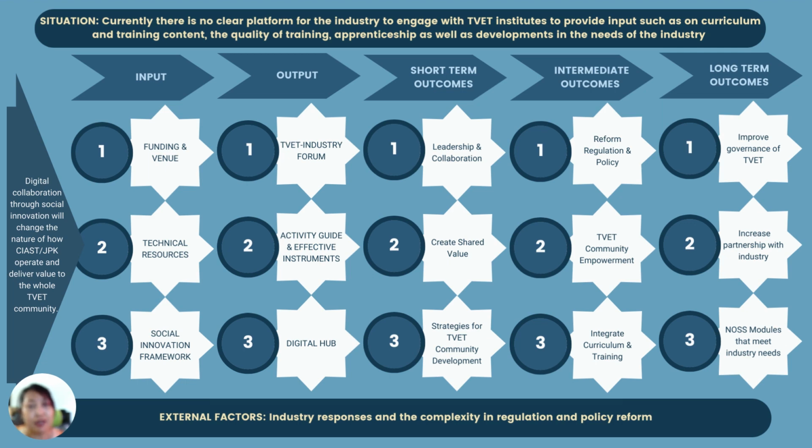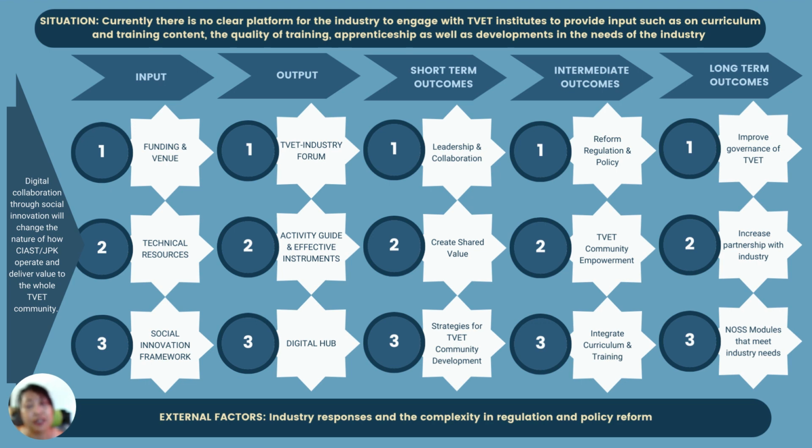The inputs are the resources required for the program to function. The program in this study requires funding, a convenient location, technical resources to build a digital platform, and a transformative social innovation framework. External factors are larger events that are likely to have an impact on the program, but over which the program has little control. These factors can be resources or barriers, and they can help or hinder our program's success.